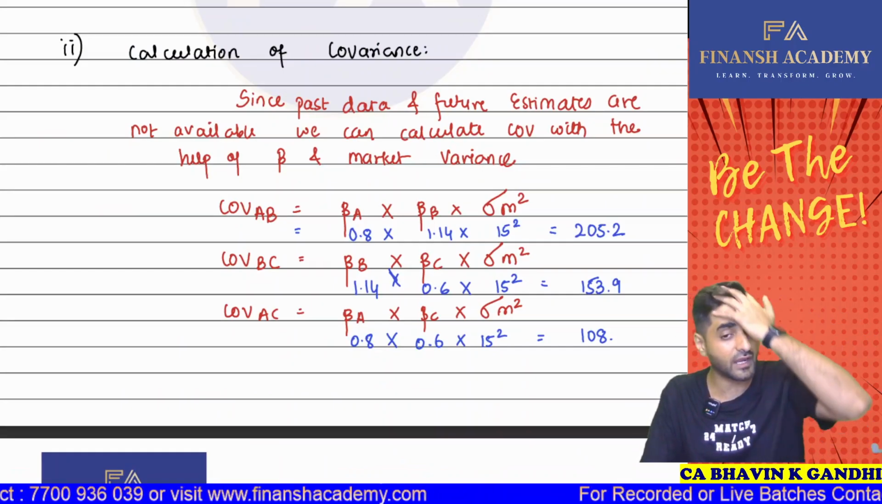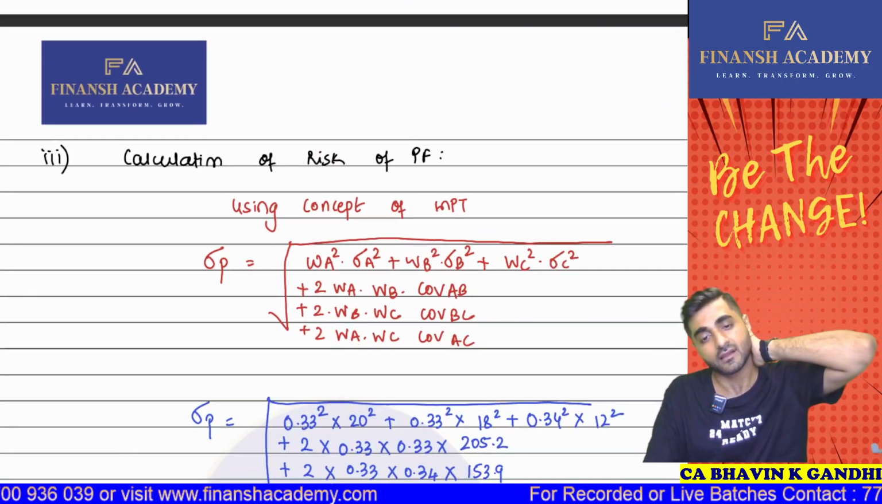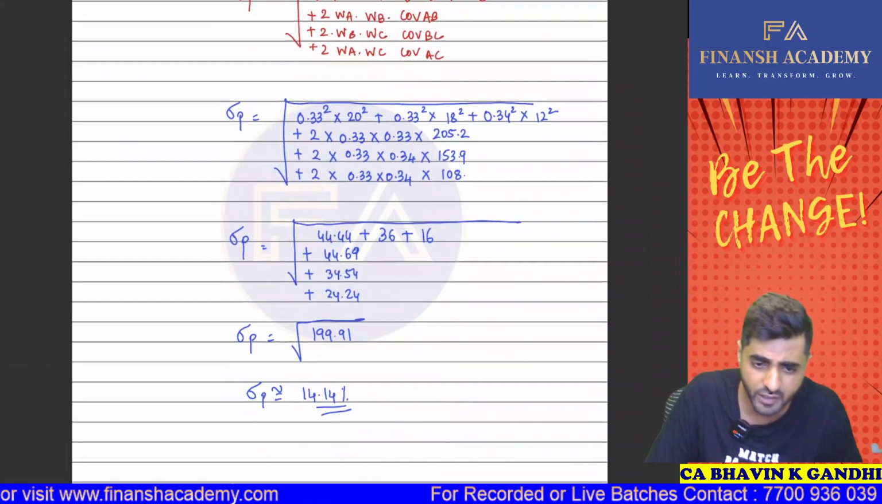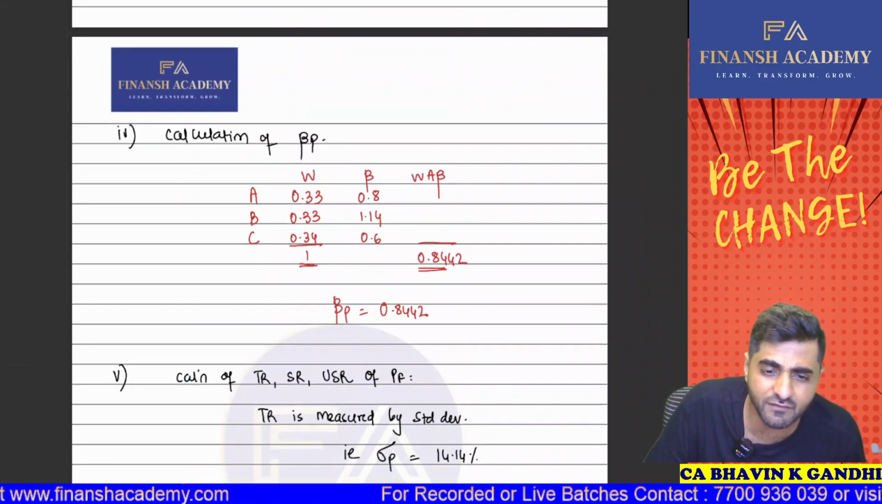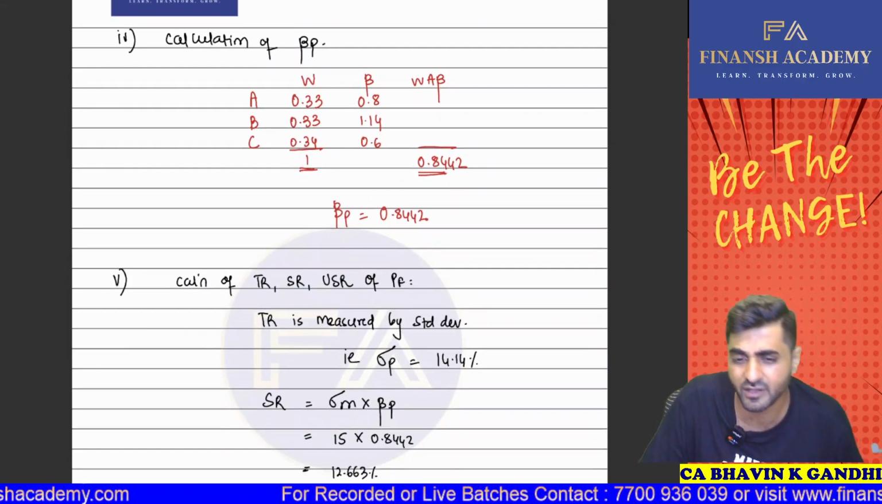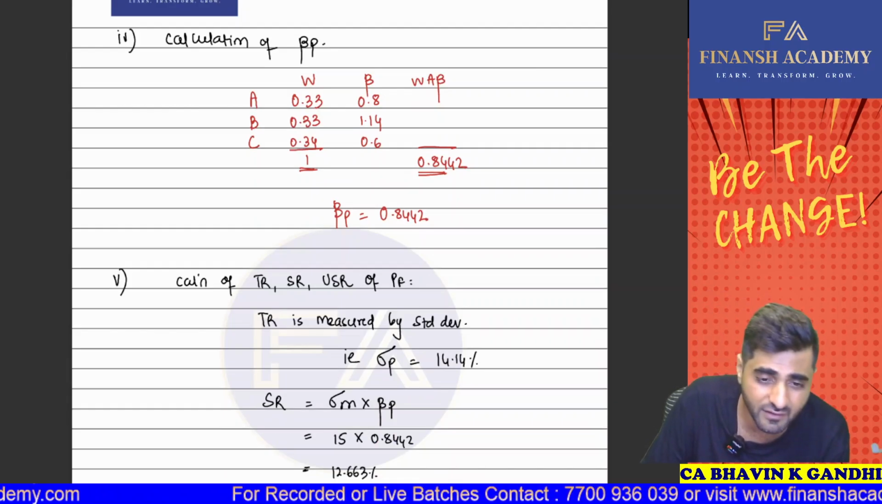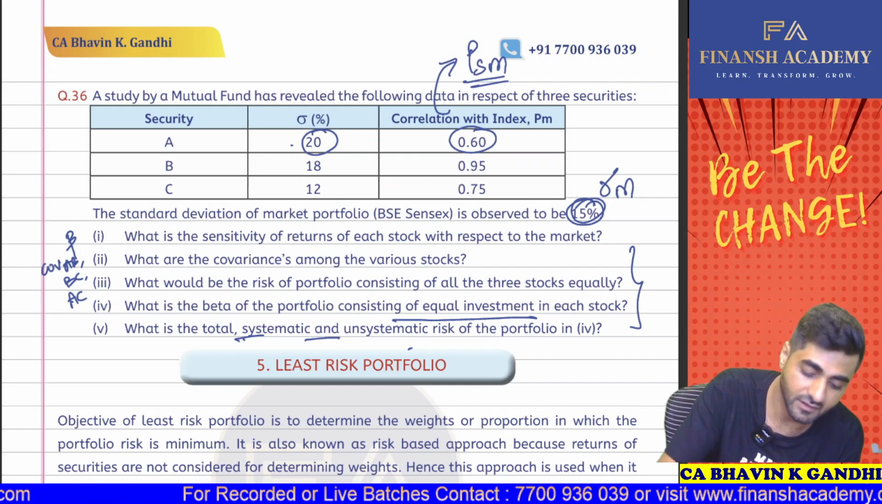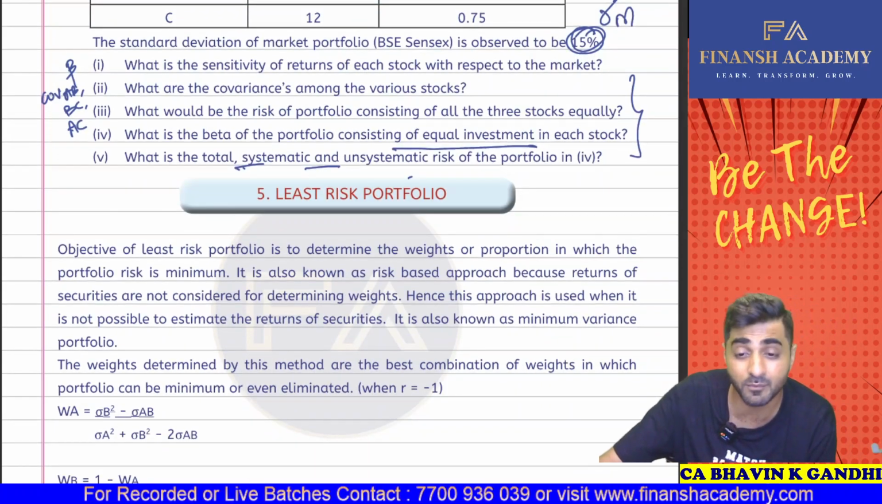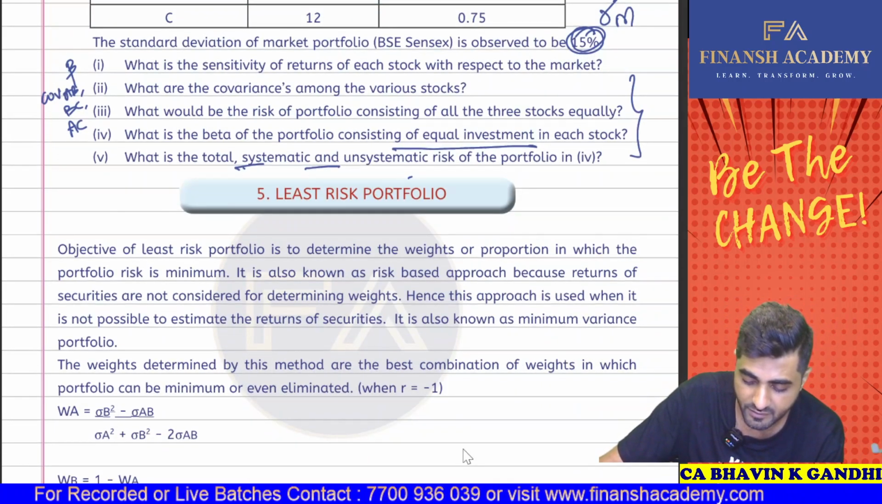So this is how we calculate the covariance, then the calculation of the risk of the portfolio. And then after that we are going to have the beta of the portfolio, and systematic and unsystematic risk. And then we have your total risk. So that's it. So with this now, my dear students, your question number 36 also gets completed.